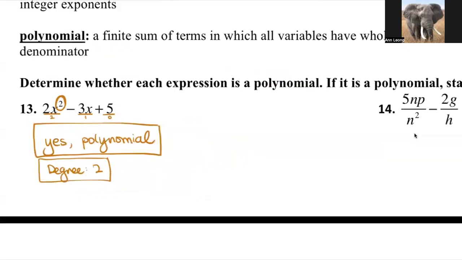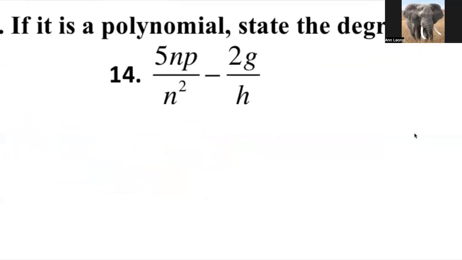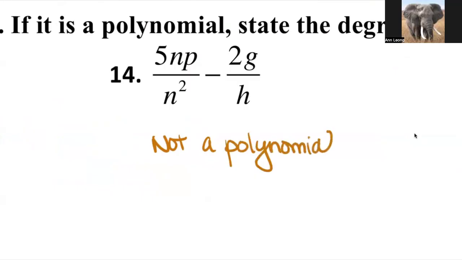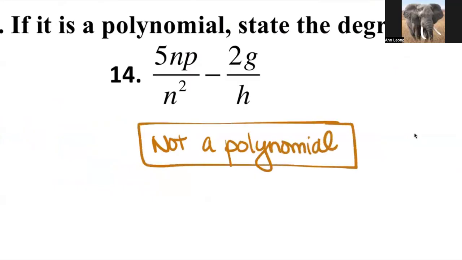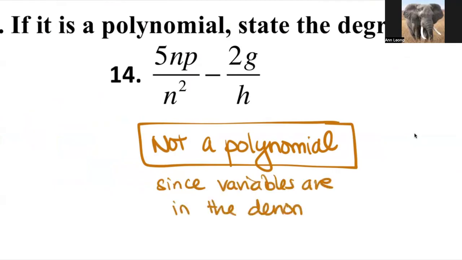All right, number 14. Number 14 is not a polynomial because we have variables that appear in the denominator. So not a polynomial. It doesn't tell us to justify, but just for yourself if you want, I'm going to say since variables are in the denominator.